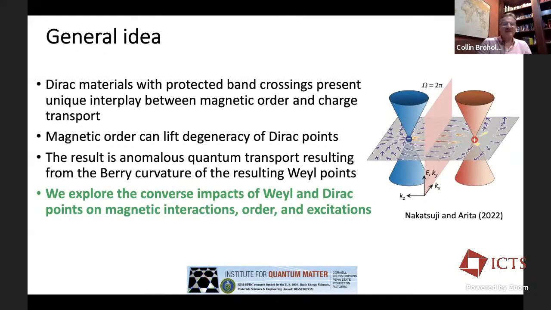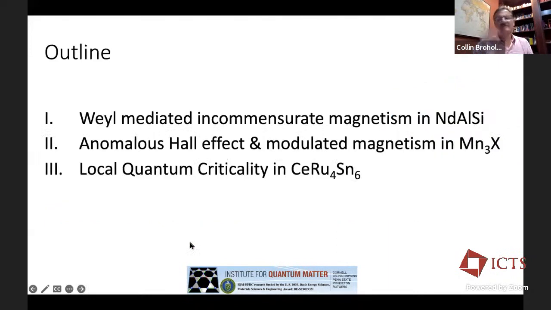I will talk to some extent about this effect, but my interest is actually more in the converse effect, where we explore the impact of the Weyl or Dirac points on the magnetic interactions, on the magnetic order, and on the magnetic excitations in these kinds of materials. We're interested in whether there are new qualitative features that we could experience in these materials that have anomalous band structures, in terms of the impact on the magnetism. And I've assembled three recent projects that we've been working on that represent various manifestations of these ideas.